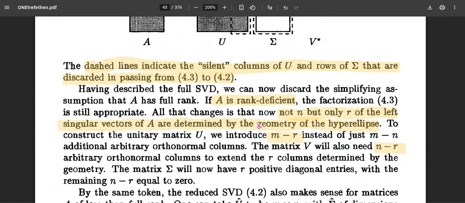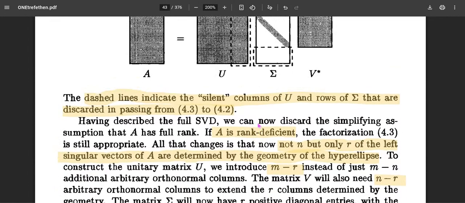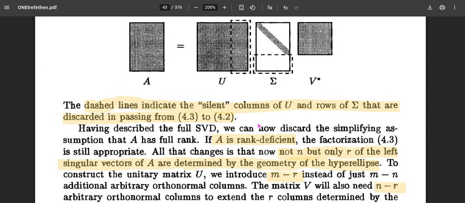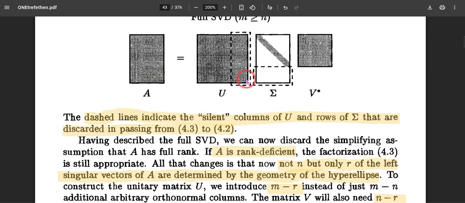So what if we have a rank-deficient matrix, where the rank of the matrix is not necessarily n, it can be some arbitrary value r? In that case, the full SVD can still be composed based on the reduced SVD. Only in this instance, n may be larger than r. So what we have to do is, instead of n, we substitute r, so m minus r columns will be added here and m minus r rows will be added here.